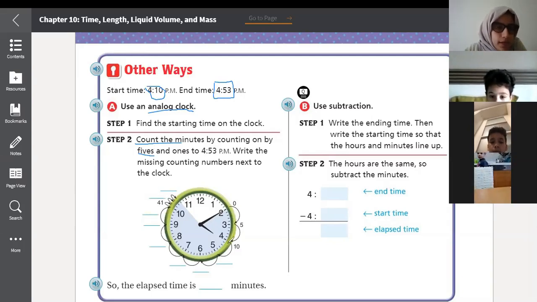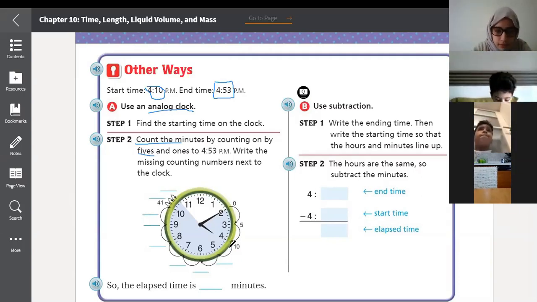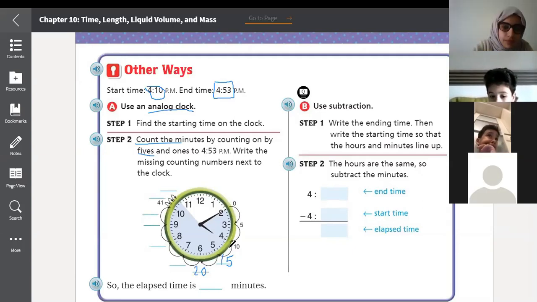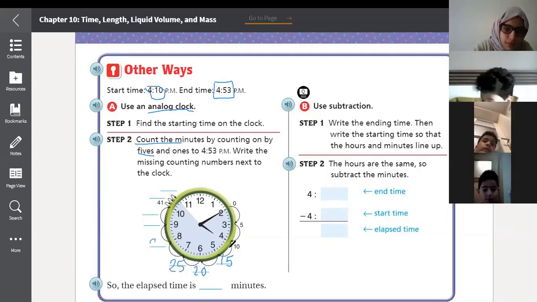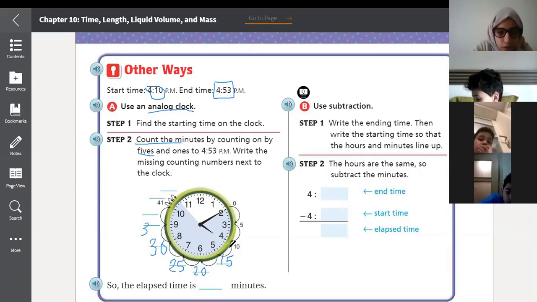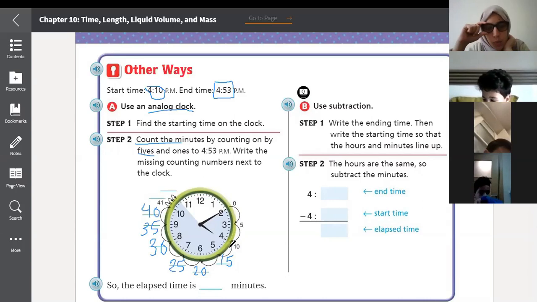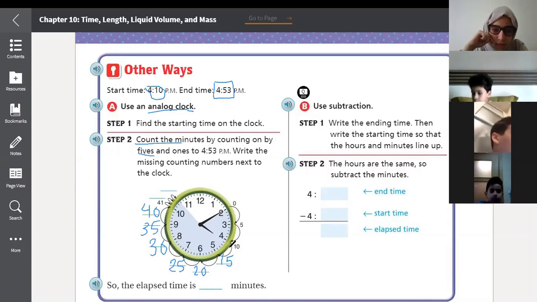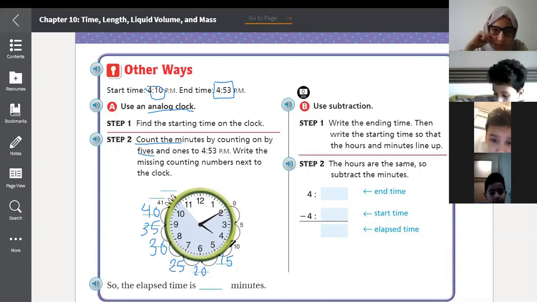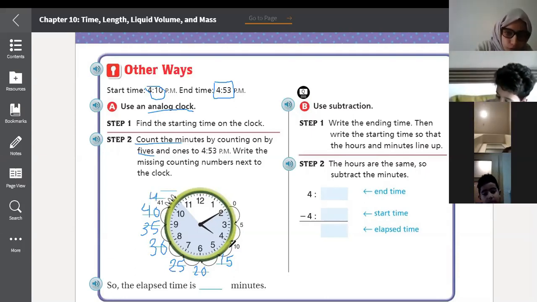Wes, can you help me count by 5s here? So what comes after 10? 15. Next. 20, 25, 30, 35, 40, 45. So notice how after 40 we are going to start counting by ones because only minutes are passing. So what comes after 41? 42, 43.